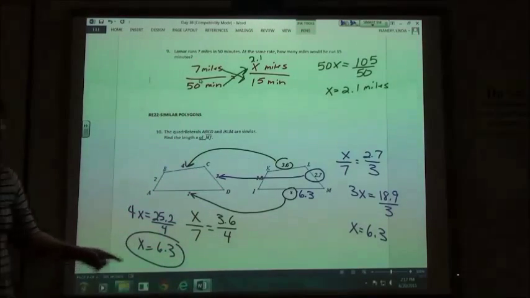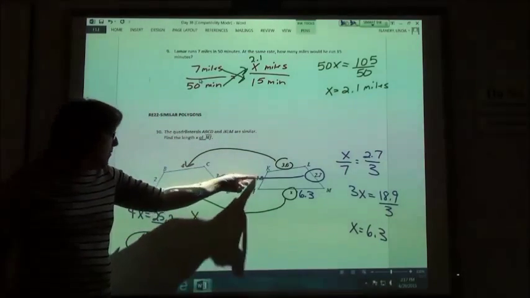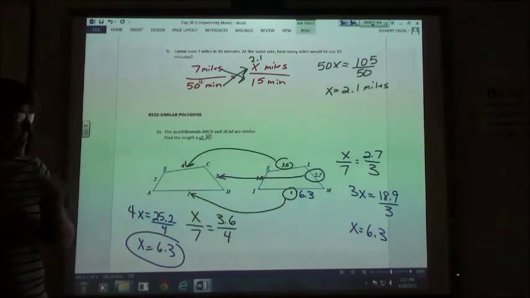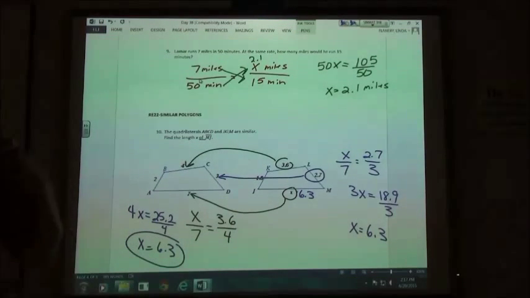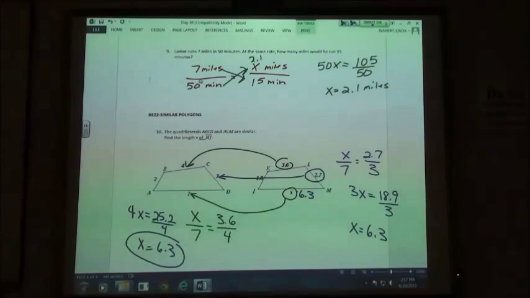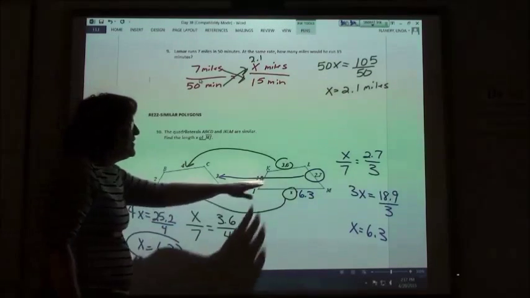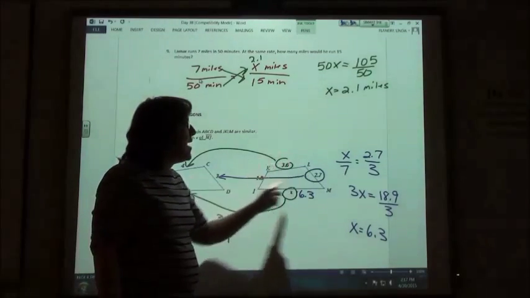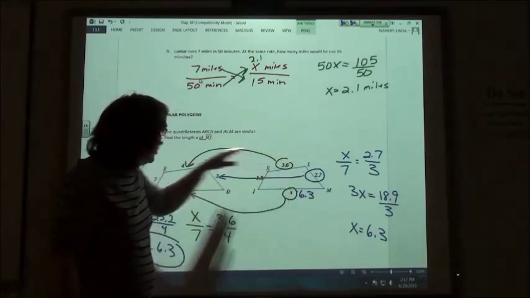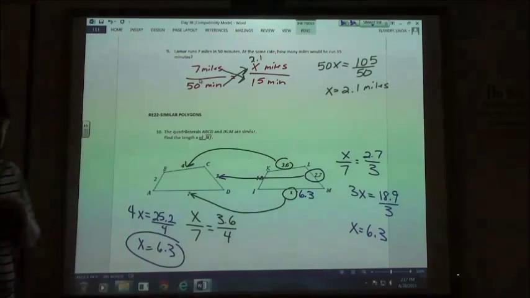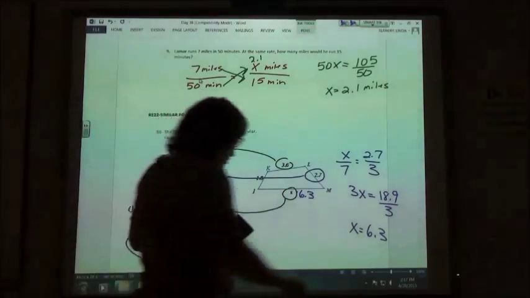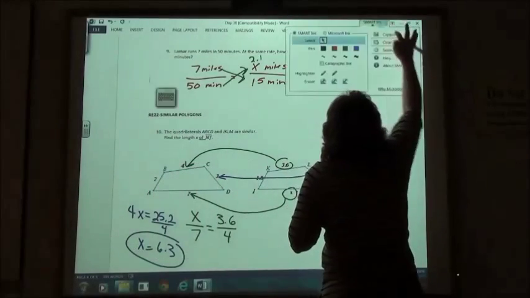It didn't matter. I could solve it a third way and put 1.8 over 2. I still should get the 6.3. Not that you have to do it 3 different ways, but to get the point across that it doesn't matter which side you pick as long as you set it up with its corresponding side. So, if we look at the next one.